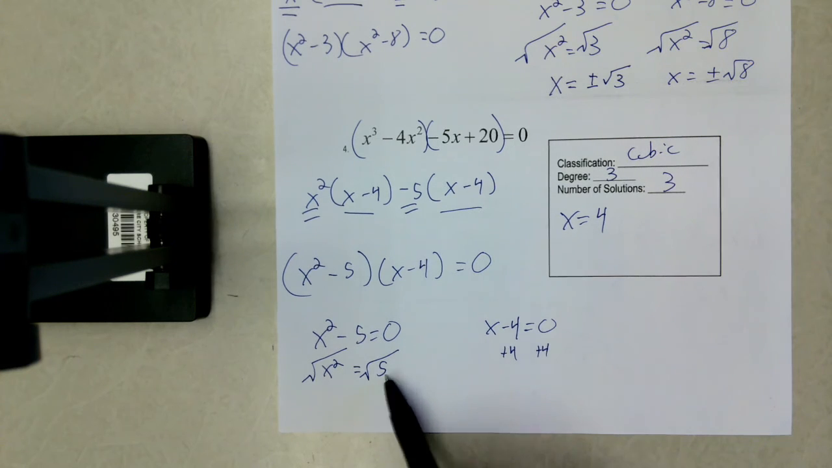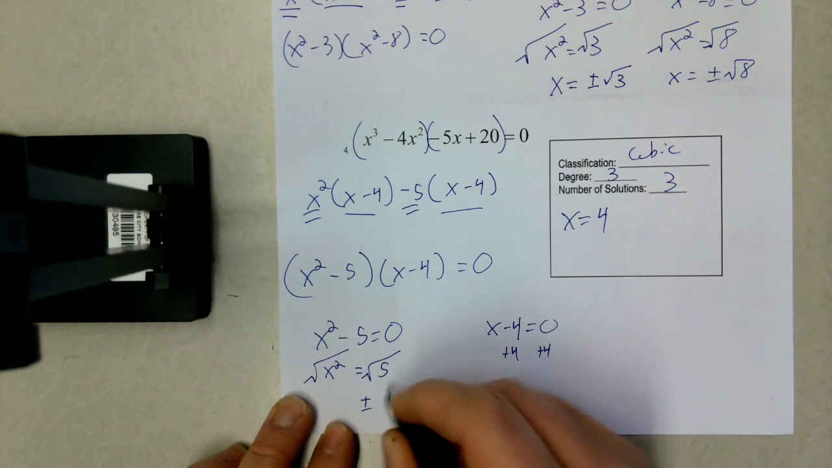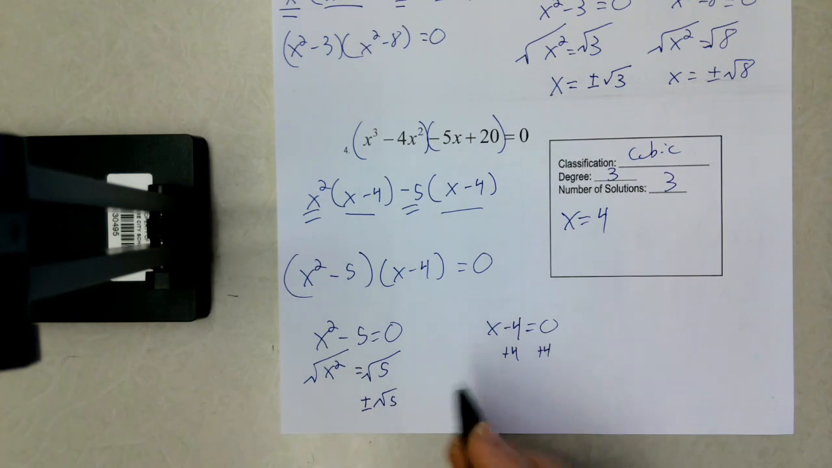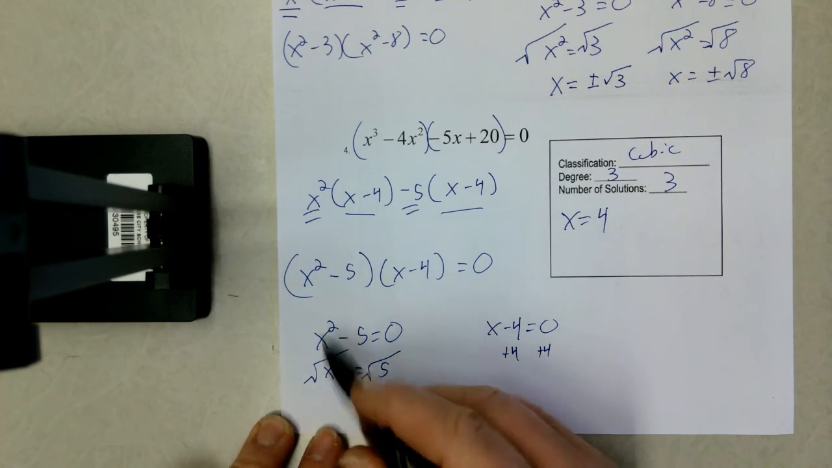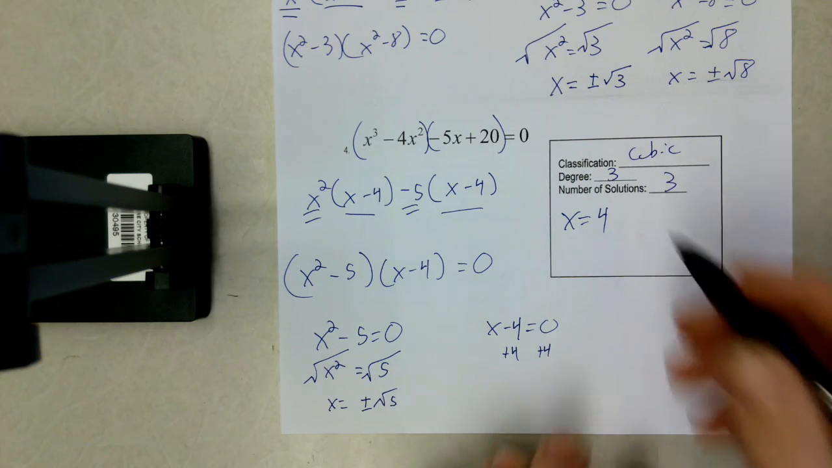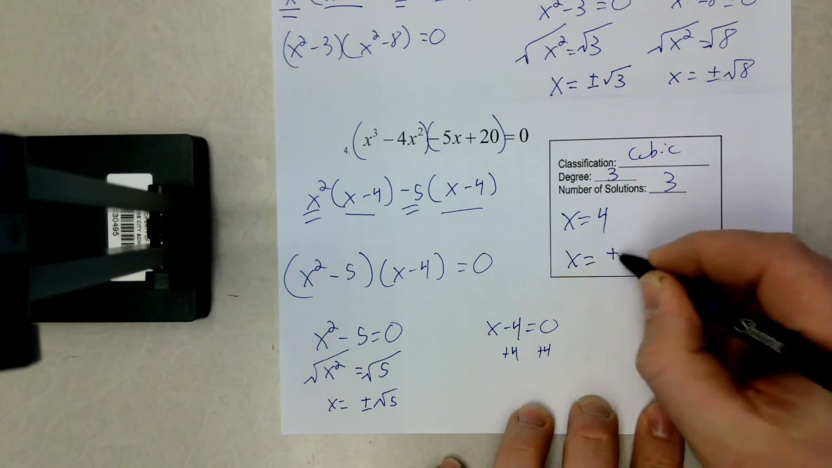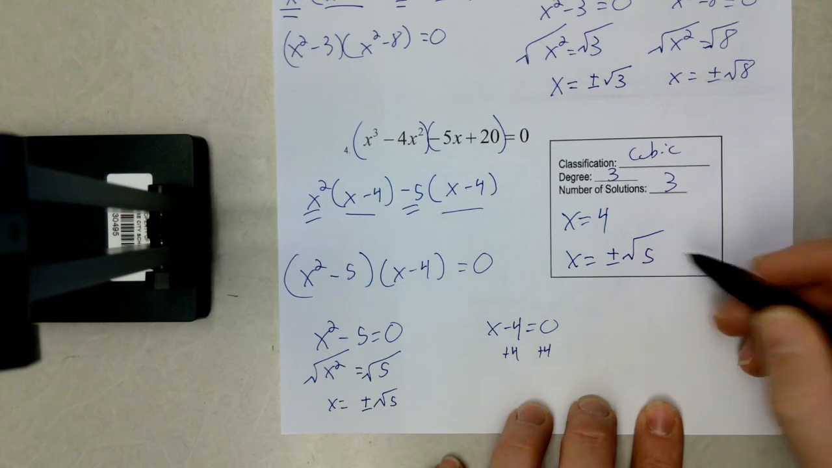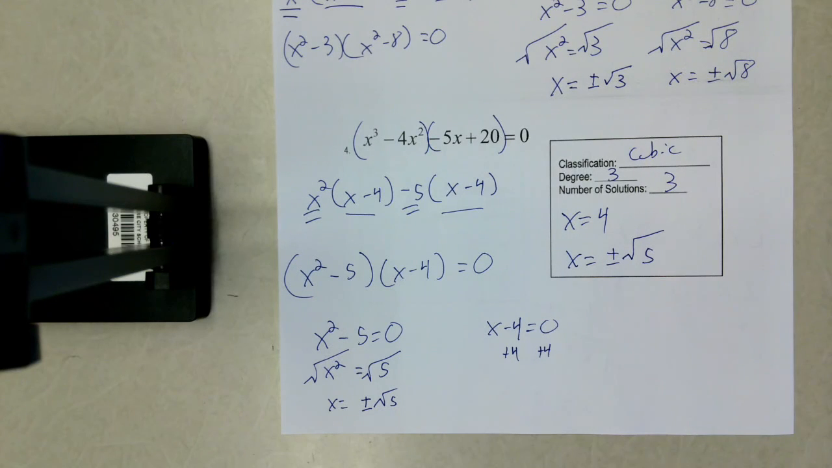Square root of positive 5, because that square root and the square cancel out, it is plus or minus. So that gives us our 2 more solutions. X equals plus or minus root 5, which we can't simplify any further.